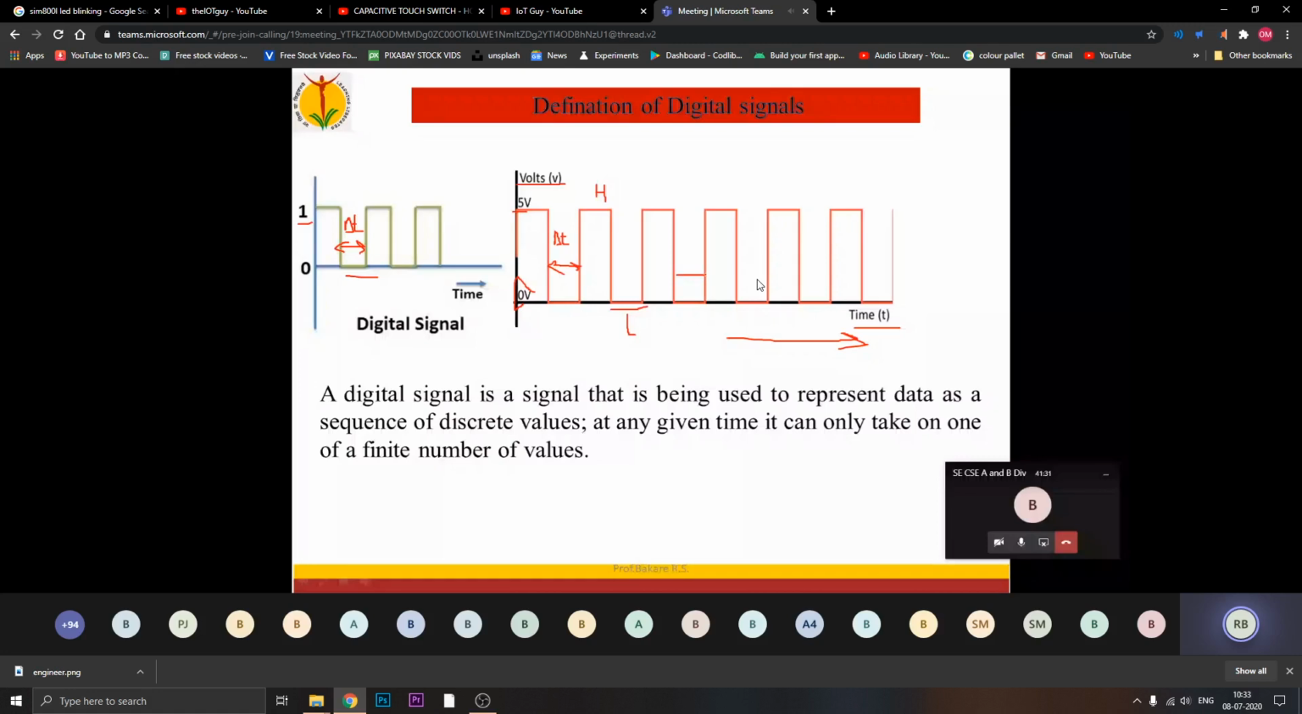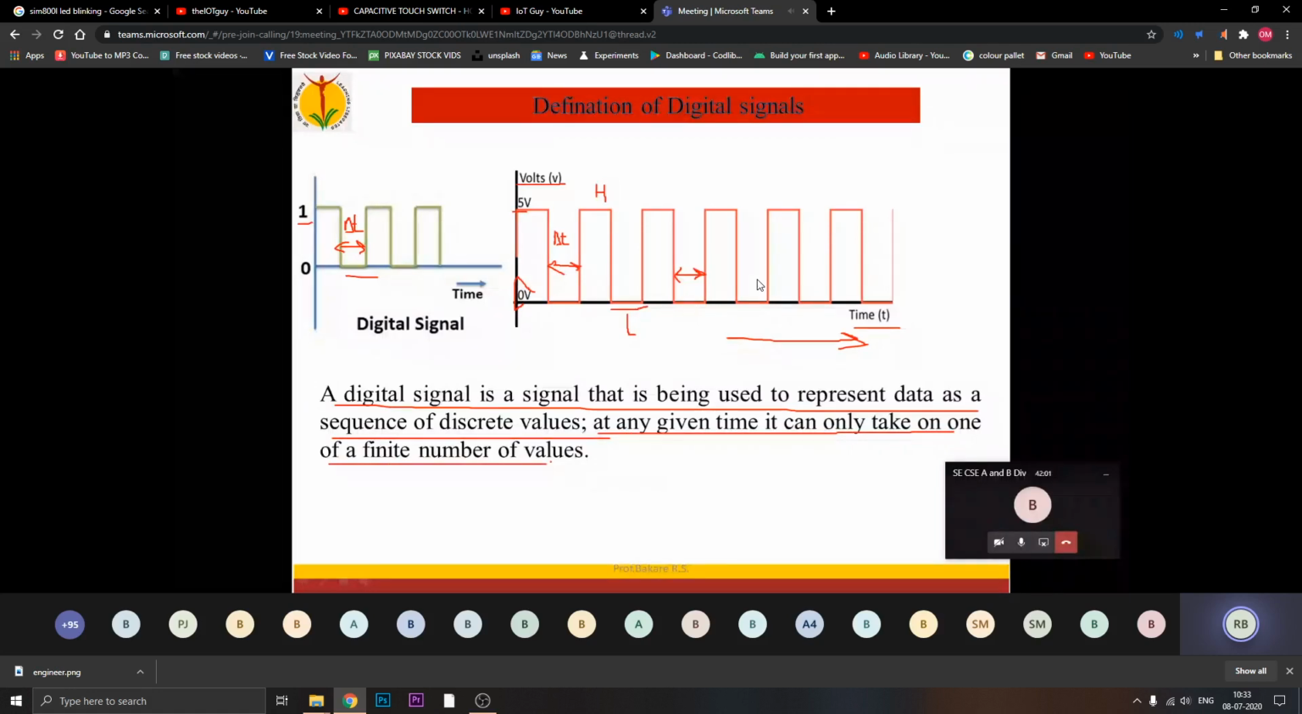That means a digital signal is a signal that is used to represent data as a sequence of discrete values. At any given time, it can only take on one of a finite number of values. That is what is meant by digital signal. So now I move to the next slide.